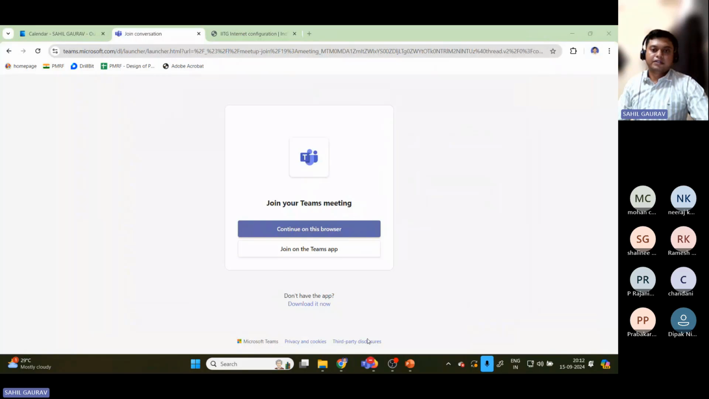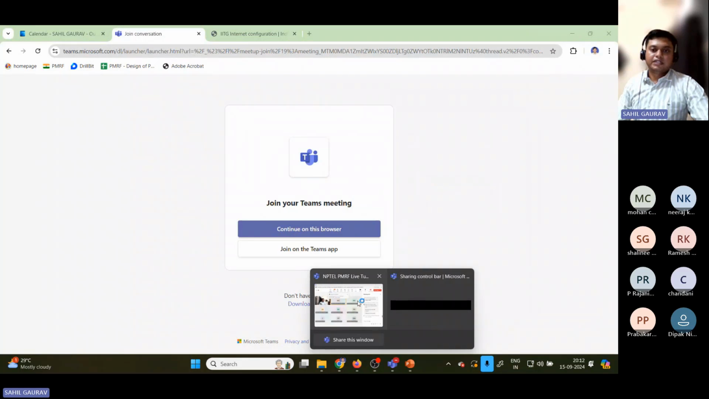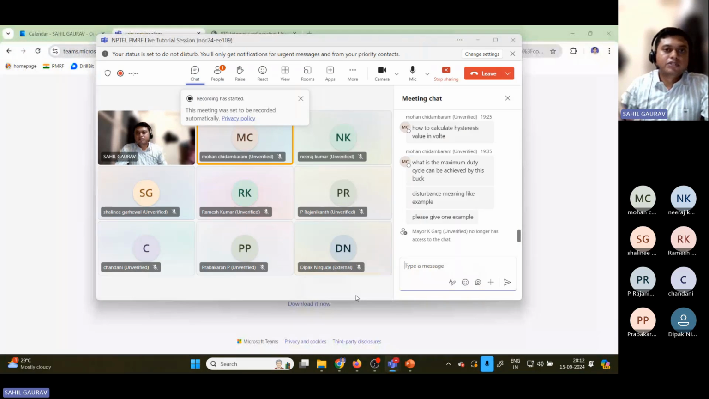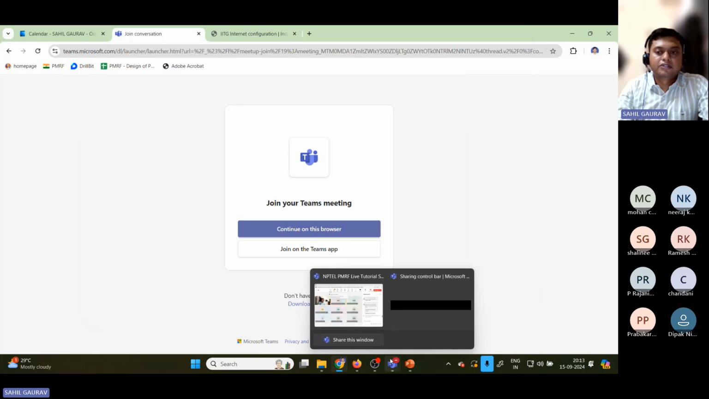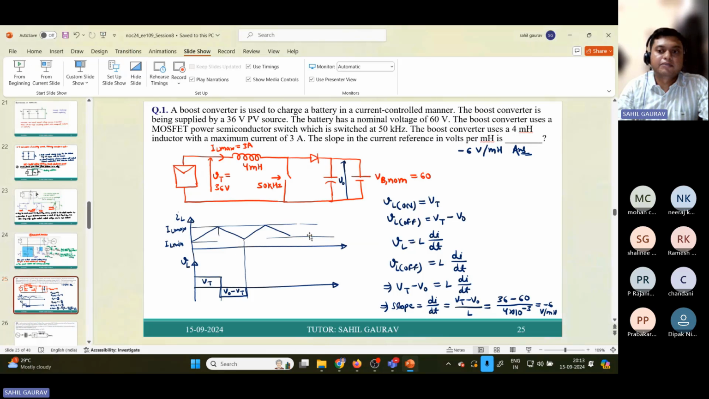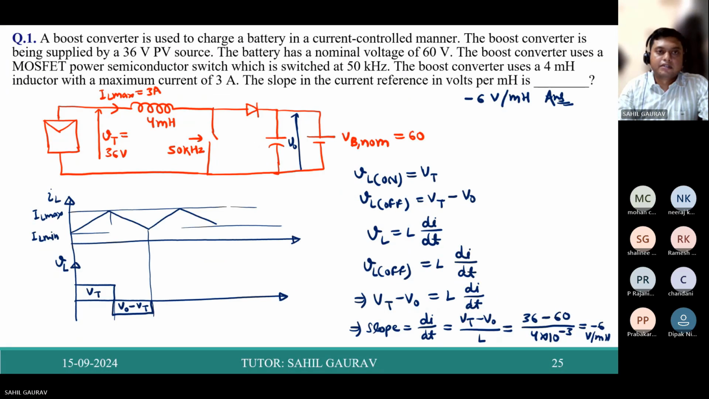So today, how many participants are there? So today we have Mohan Chidambaram, Neeraj, Salini, Ramesh, Rajnikant, Chandni, Pavakran, Deepak. So you all try yourself also while I'm solving the problem. Today we have less time, so we will go a little bit faster. So let us come to the next problem.